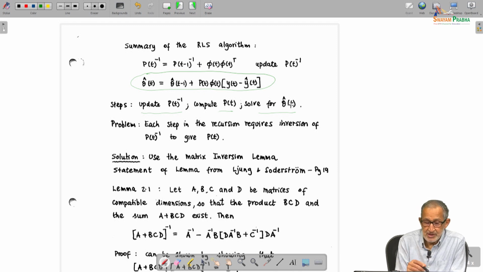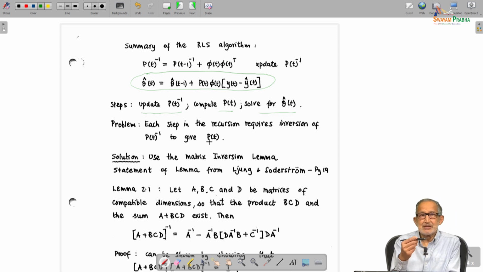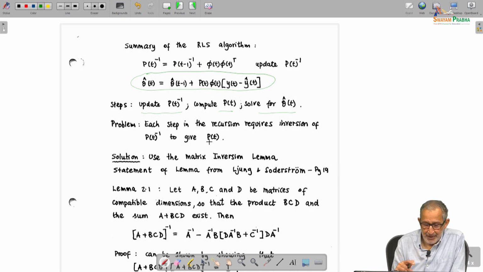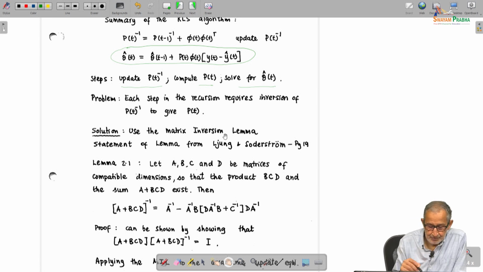The problem is each step in the recursion requires the inversion of this matrix. We compute P t minus 1, but this update equation needs P t. So we have to invert this matrix to obtain P of t. Matrix inversion is somewhat time consuming. So in order to simplify this, we use the matrix inversion lemma.